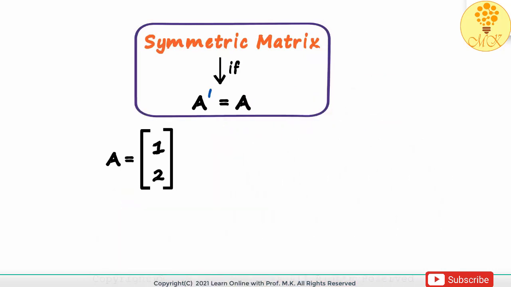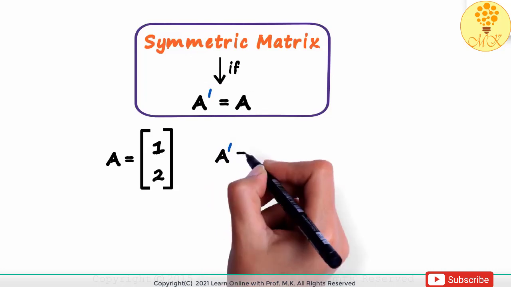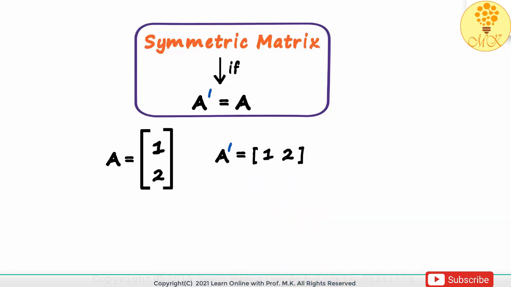Look at this matrix A. Is it symmetric? What does the definition say? It will be symmetric only if its transpose is equal to itself. So what is A transpose here? We interchange the rows and columns. We get A transpose as 1, 2. The first row became the first column and the second row became the second column.